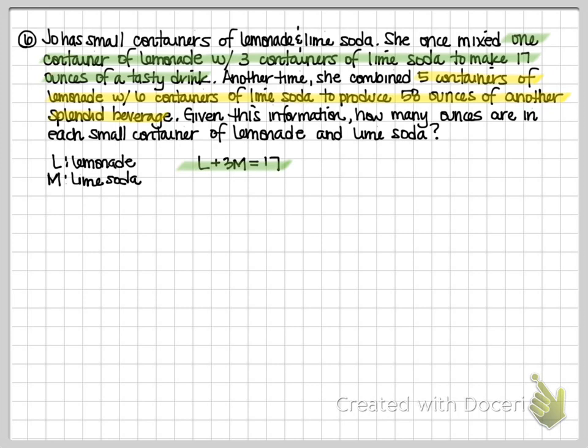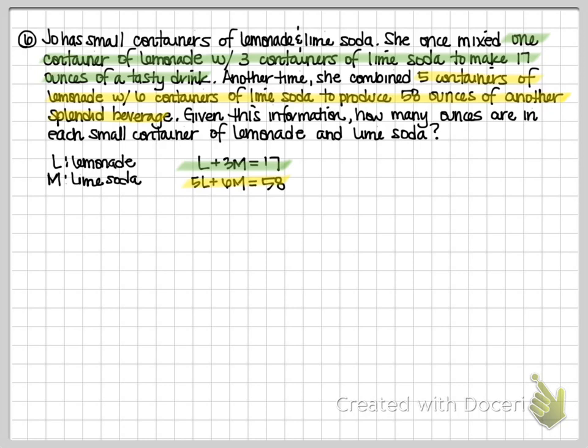And I want to go through and do the same thing with the yellow. So I've got 5 lemonades plus, in this case, 6 lime sodas, and that gives us 58 ounces this time. So then, with our 58, this is now going to be our yellow equation, or from our yellow information. All right, from here, notice that the variables are stacked up on top of each other, and the equal signs. I think I'm probably just going to do elimination.